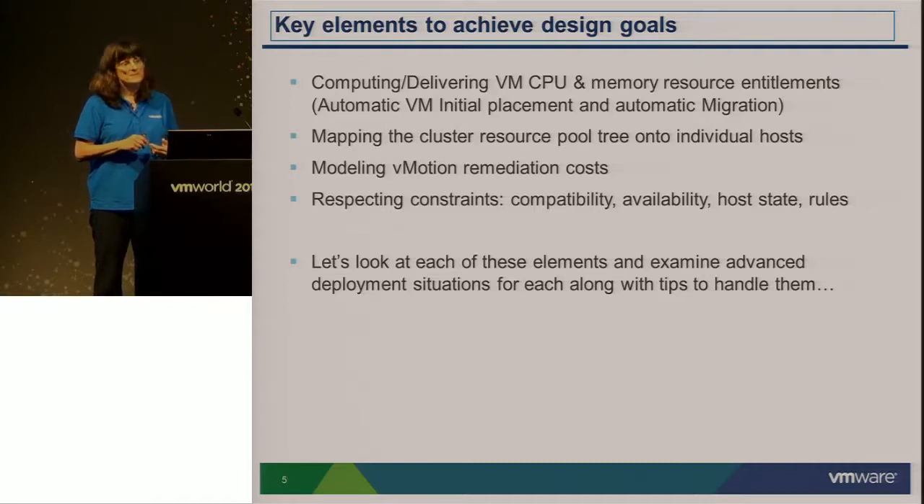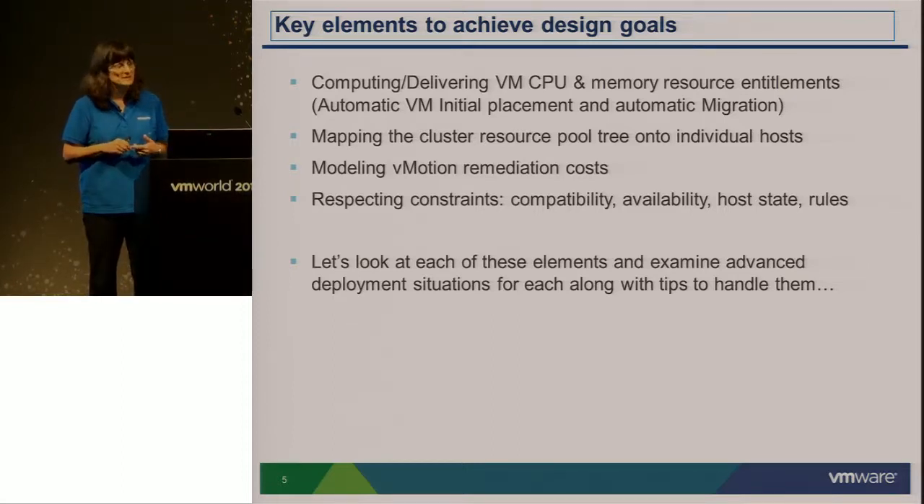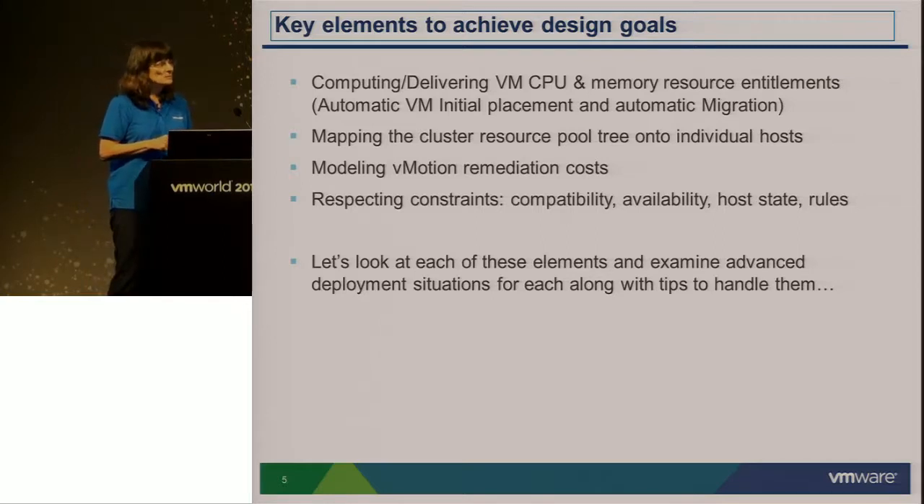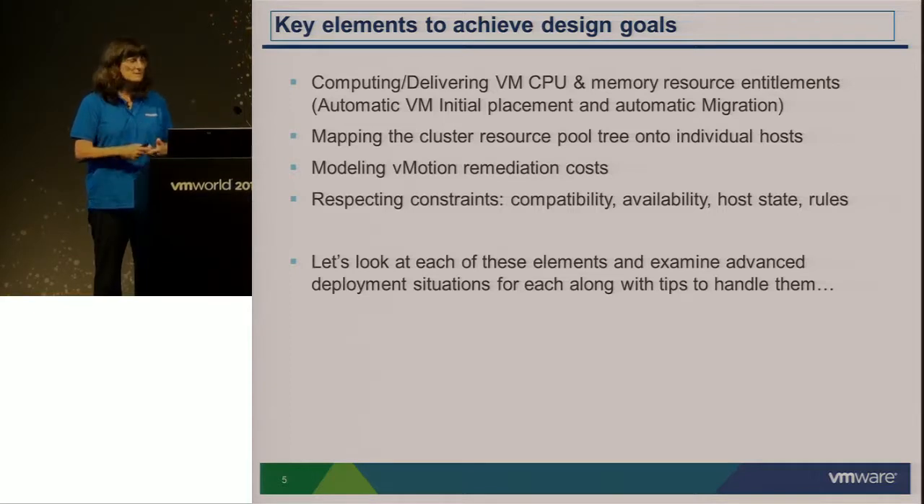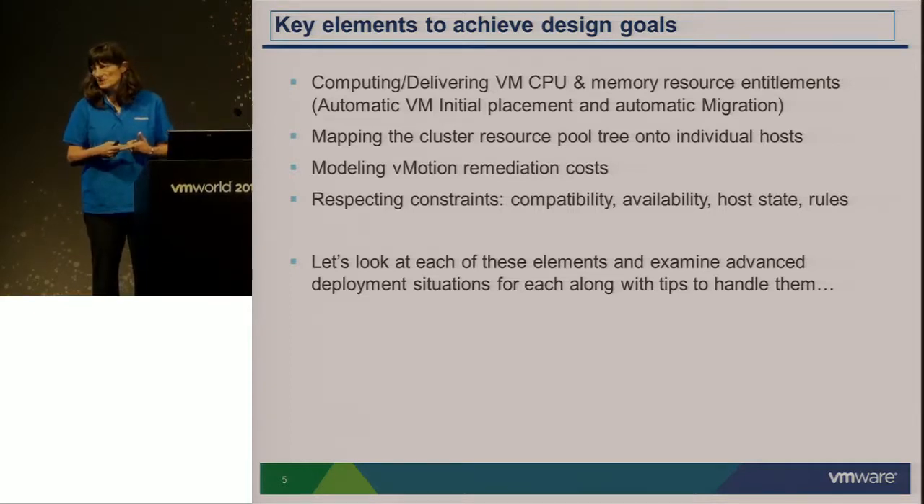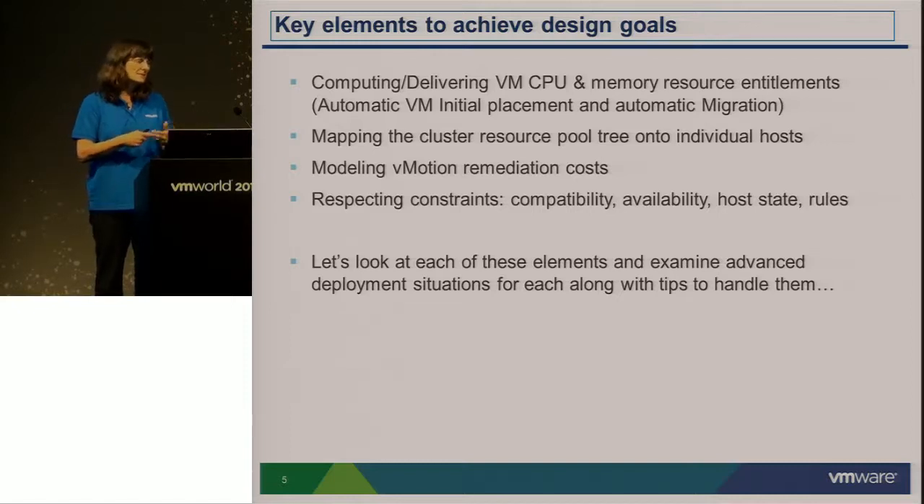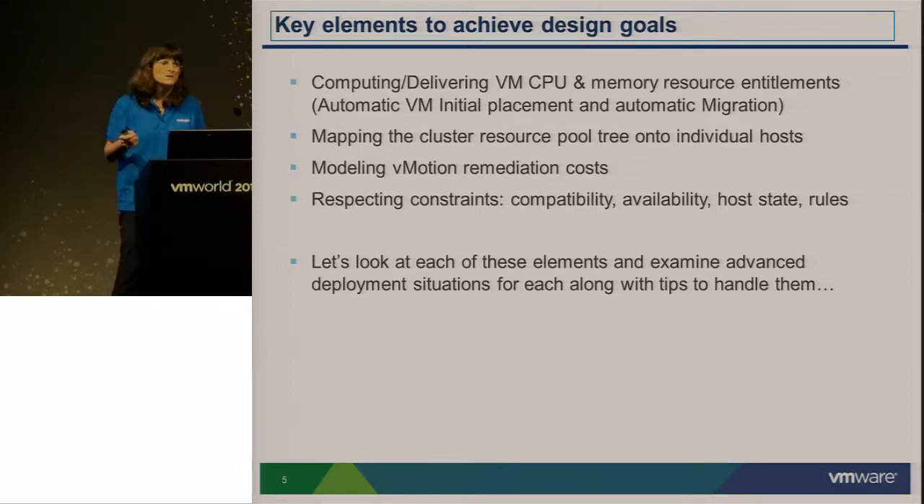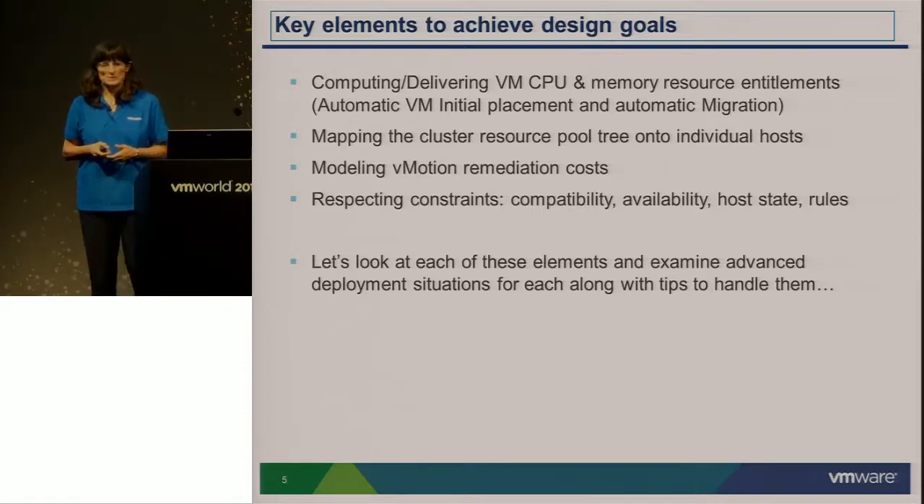Thirdly, we model the vMotion remediation costs. This is trying to help us handle efficiency. We don't want to spend your resources that you want to spend on VMs moving the VMs around unless you're going to get some benefit from us doing so. And fourth, we handle a series of constraints that are important to you when you're managing your infrastructure. Basic constraints like, is this VM compatible with this host? And more advanced constraints like constraints around the way you've set HA settings, constraints around the host state, like a host being in maintenance mode, and constraints around your roles.